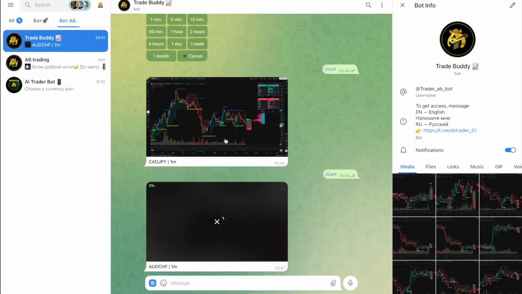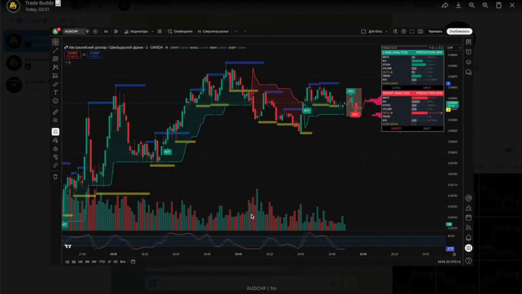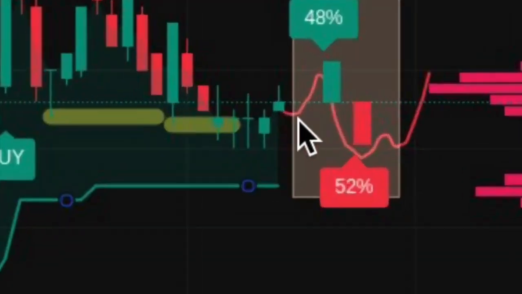And here I didn't have time to make a forecast for this currency pair. The future movement of the chart was showing growth.